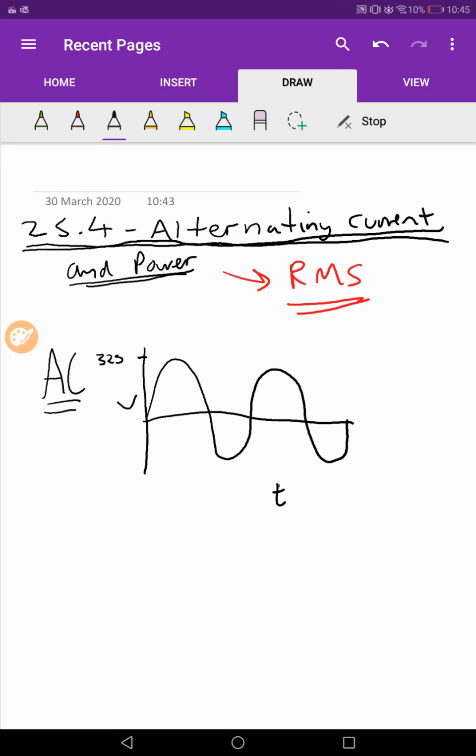You might hear words such as peak to peak value of the voltage. So, for example, if that's minus 325 value, minus 325, the peak would be 325, but the peak to peak would then be 650. Because it's going from plus 325 to minus 325, so it's going through a value of 650. So the red there is the peak to peak.